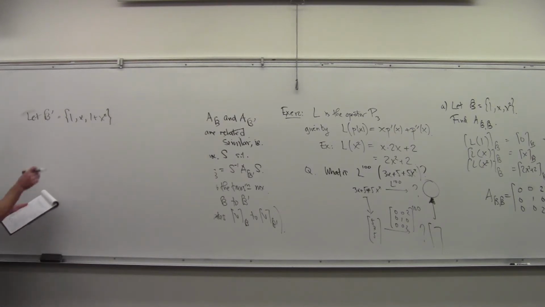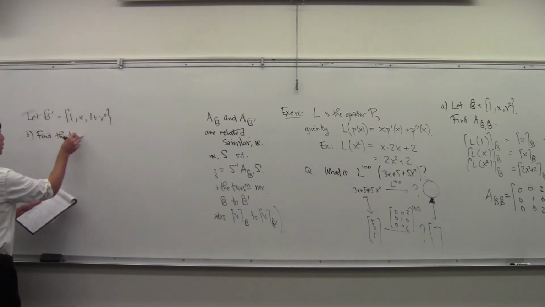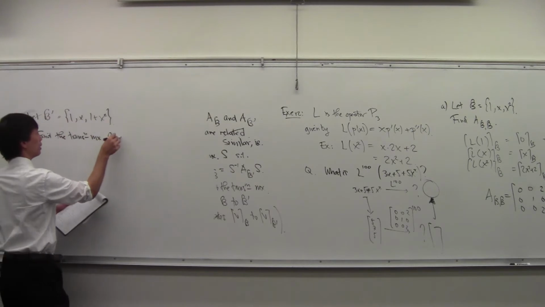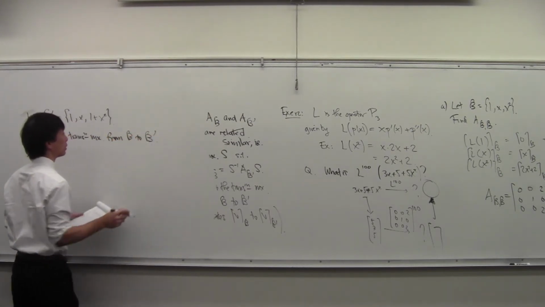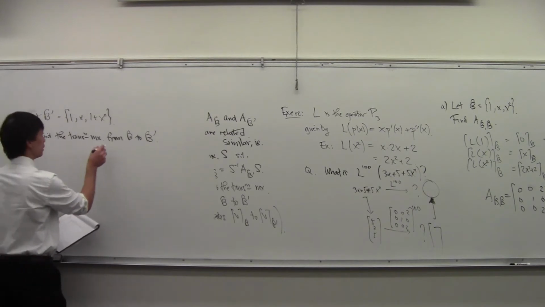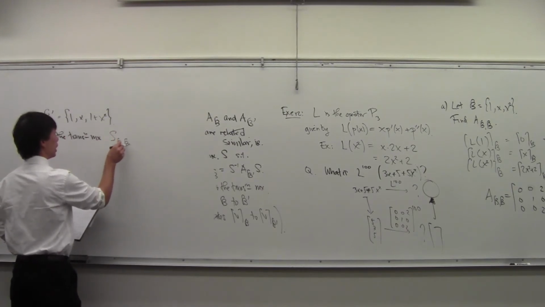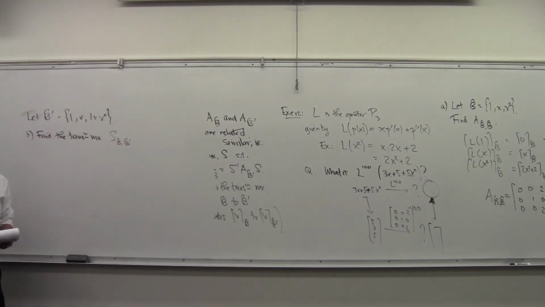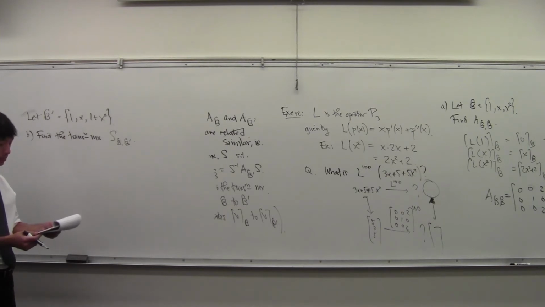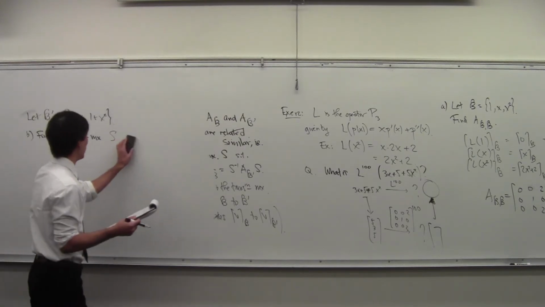Just for exercise, let me ask you to find the transition matrix from B to B prime. We are calling this S sub B, B prime, going from one basis to the next. I'm sorry, I went from B prime to B. Sorry, B prime B.